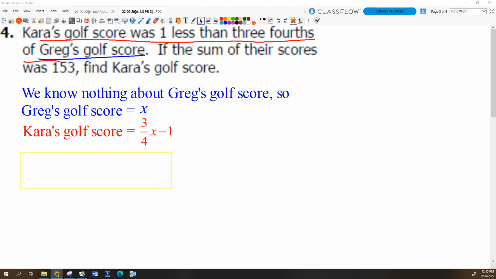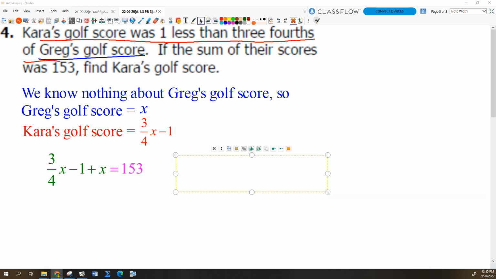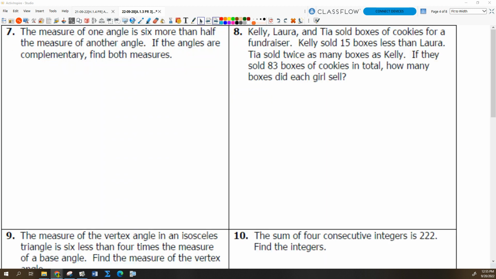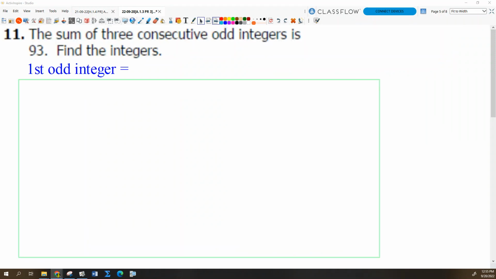So the sum of those 2 has to equal 153. Well, that's no big deal. We're just adding them up, right? We just get 3/4 X minus 1 plus X. The combination, the sum of the 2 scores equals 153. I can just solve that now, right? No big deal. We got it set up. Give me 1 to 5 on that. Does that make sense? Okay. Good. Good. We need a little more practice. We're getting where we need to be, but it just takes a few examples. How about one like this?